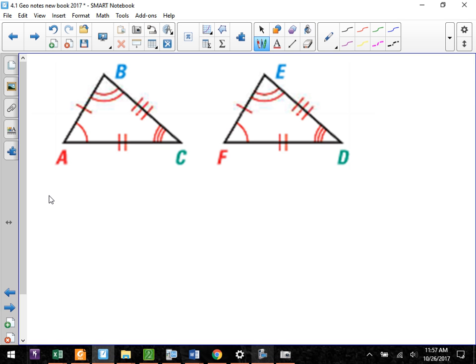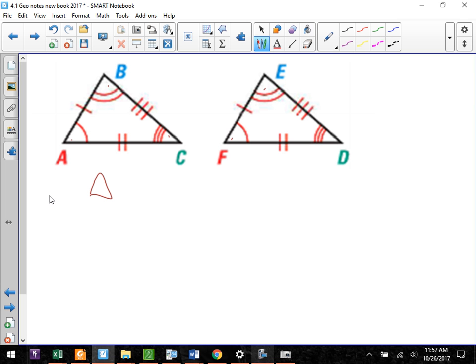how would I write out that the 2 triangles are congruent? What are the letterings that match? A, B, C, F, E, D. That's one of them. Did everybody see how that looks? I went from 1, 2, 3, 1, 2, 3.